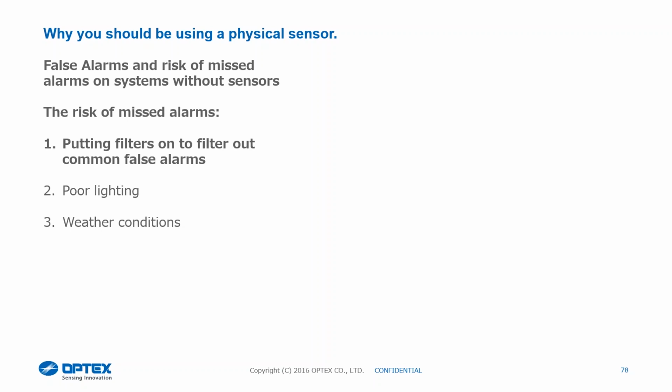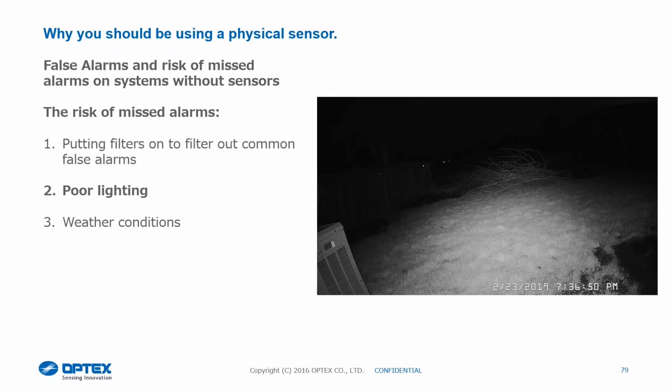Again, looking at false alarm causes, you also need to look at missed alarm causes. So adding those filters on is potentially going to miss activations. You then look at poor lighting levels on sites. So if you've got poor lighting levels on site, again, commissioning a system during the day, fantastic, even lighting level.